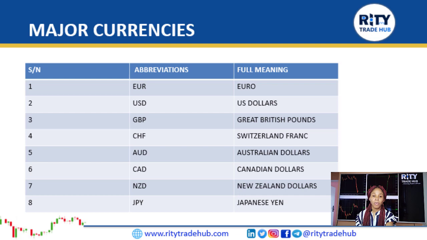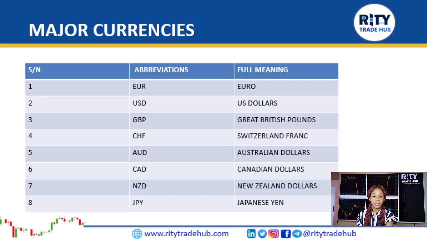So let's take a look at this, okay? These are some of the list of major or popular currencies traded in the Forex market with their abbreviations and full meanings, okay? As you observe on your MT4, it's mostly written as their abbreviation, so you can familiarize yourself with these abbreviations so you do not get confused when you see them on your trading platform, right?